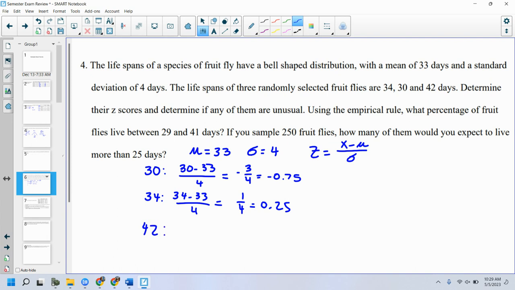42, rather. Okay, so that would be 9/4, which is 2.25. Now that would be unusual, right? Anything above or below 2 standard deviations away from the mean would be considered unusual.